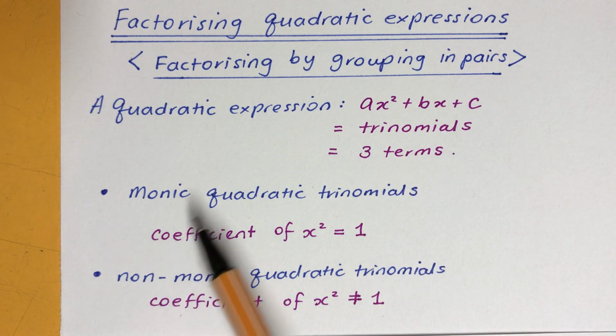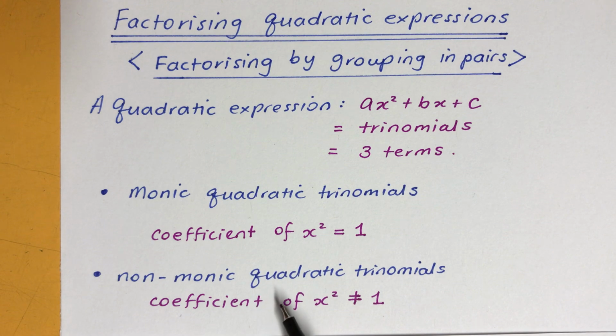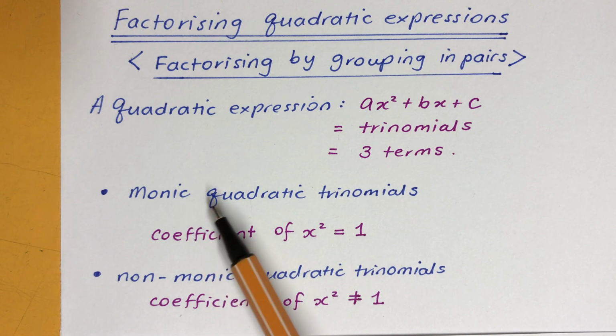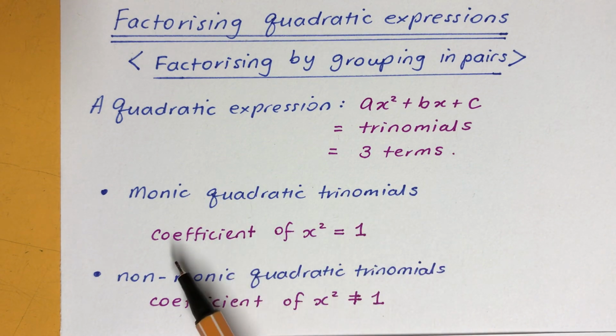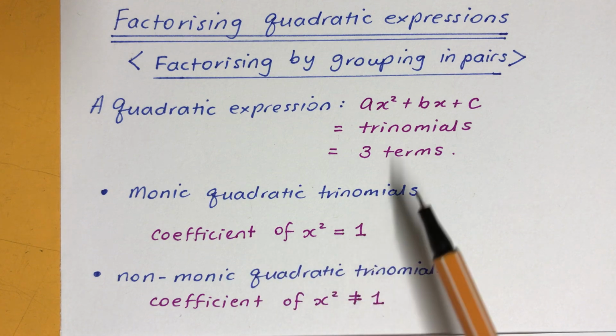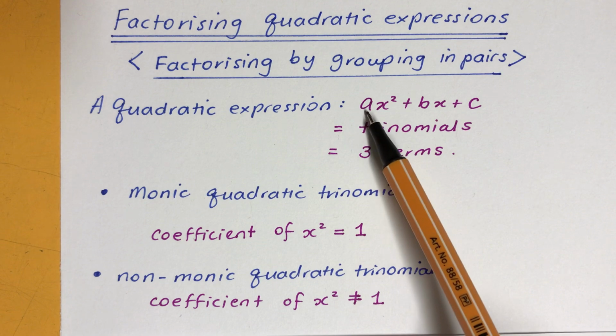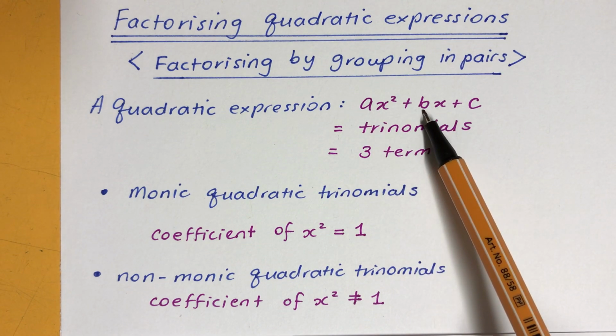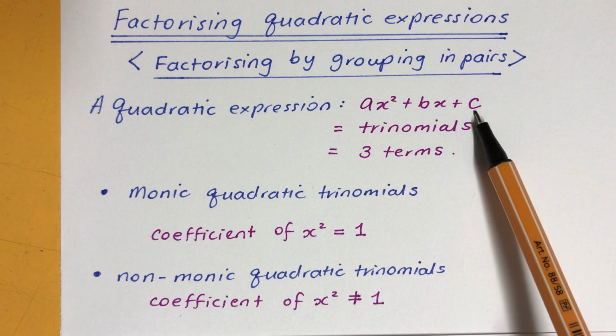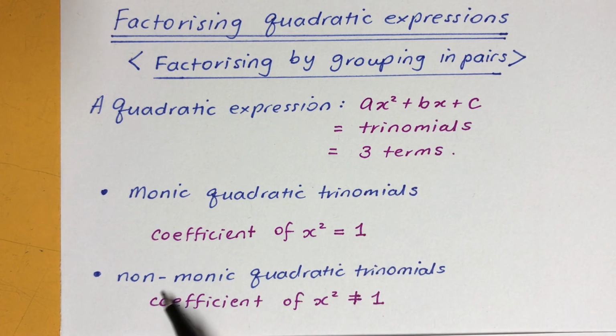There are 2 types of quadratic expression. One is monic quadratic trinomials, where the coefficient of x squared equals 1. The coefficient is the constant number in front of x squared. So the coefficient of x squared is a, the coefficient of x is b, and that's the constant. Non-monic quadratic trinomials have a coefficient of x squared that is not 1.